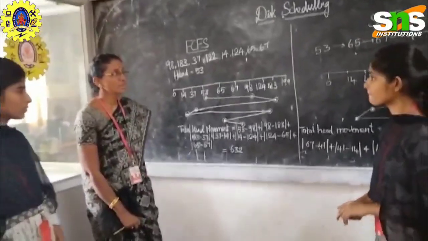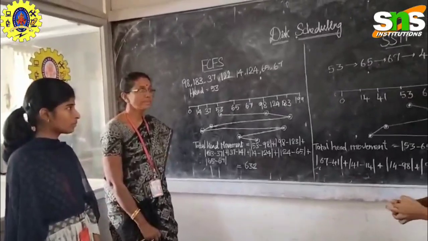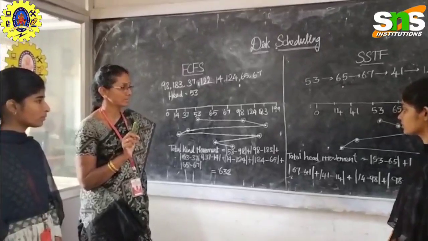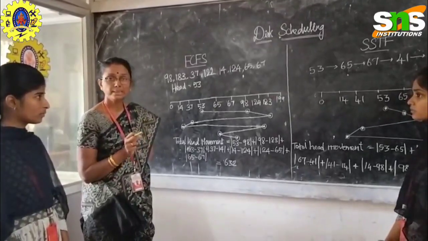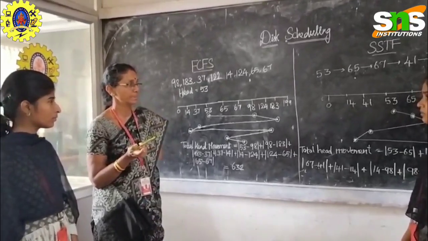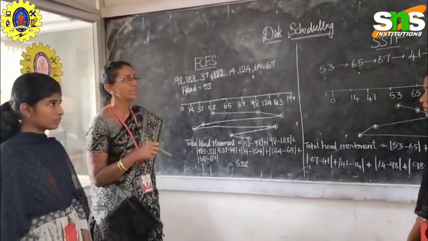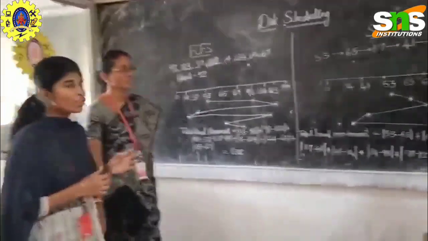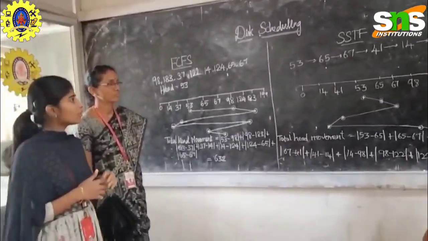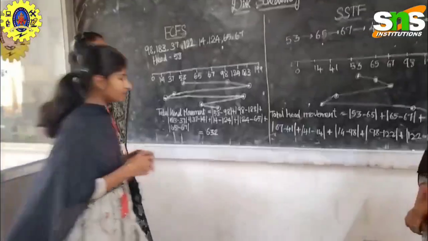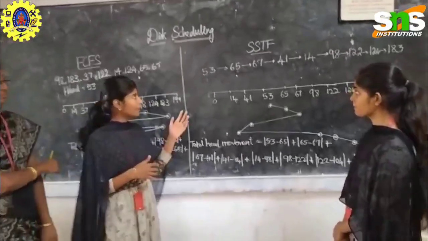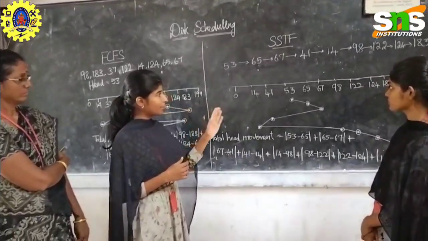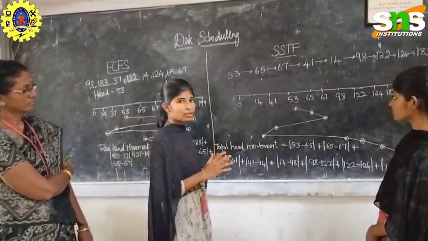Next is shortest seek time first. In shortest seek time first, we select based on the head movement from the corresponding head. Whichever has the shortest seek time, the head moves to that track next. Now Shweta will explain the SSTF algorithm. Let's talk about the shortest seek time algorithm. The cylinder numbers are given first, and 53 is given as the initial head position. First we arrange them in ascending order, and we have to start from 53 only.